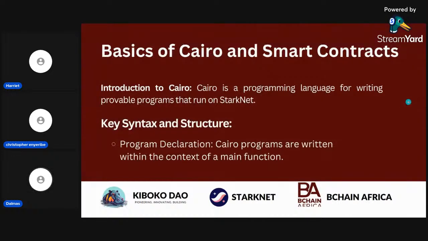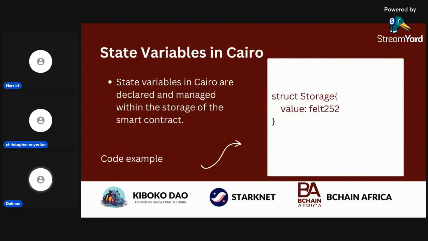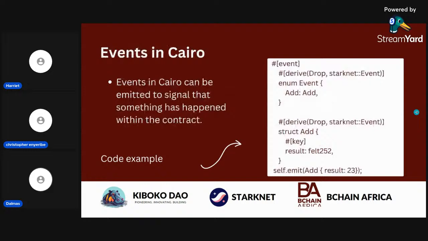So I'll just scroll up a bit. We have the basics of Cairo and smart contracts. We did cover this in the last session, session 4, and we said there are functions, state variables, and events. We didn't fully cover events, but today we'll introduce events too, so that you'll be able to see how they work also. Functions, you know how they work. State variables are stored in the storage struct. We did talk a bit about that. Then we have the events here. Events are what we didn't cover, so I'll have to add them to our list today. This will be our starting point.